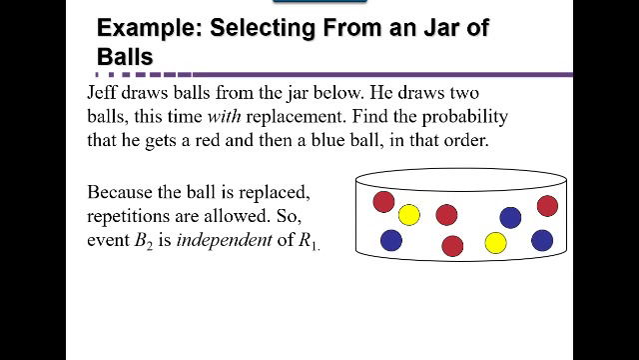Okay, so it says Jeff draws balls from the jar below. He draws 2 balls, this time with replacement. So he's going to take one out and he's going to put it back. Find the probability that he gets a red and then a blue ball in that order.